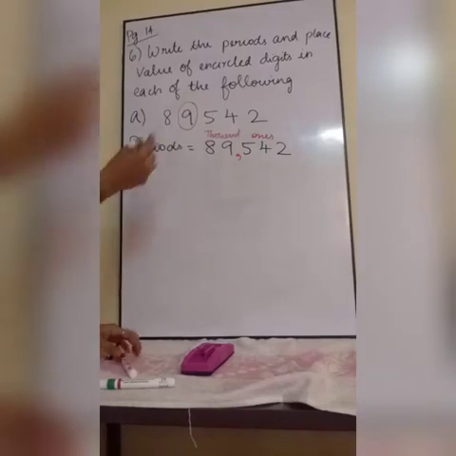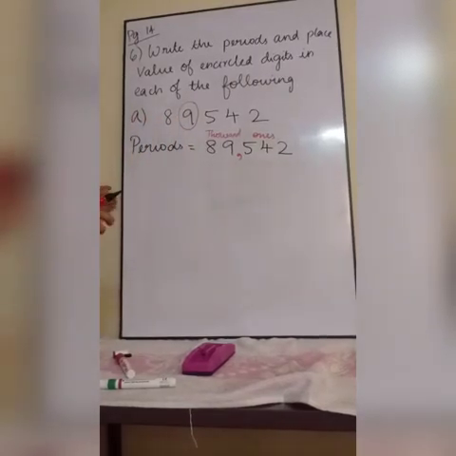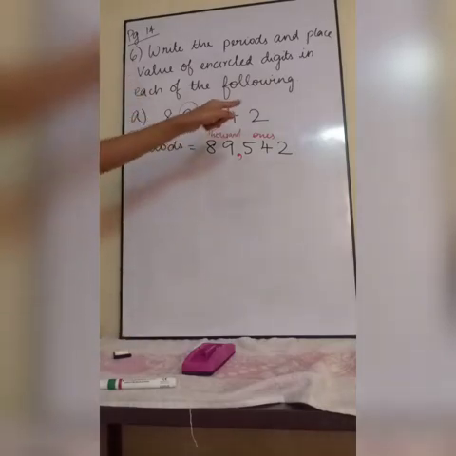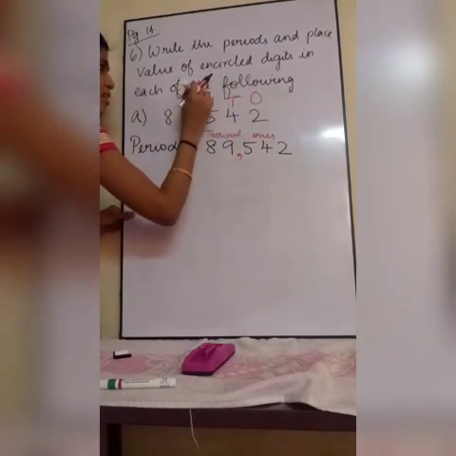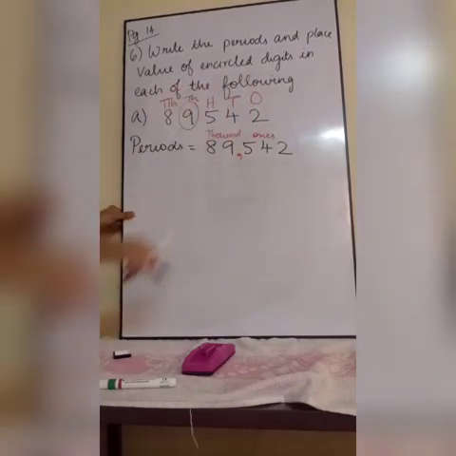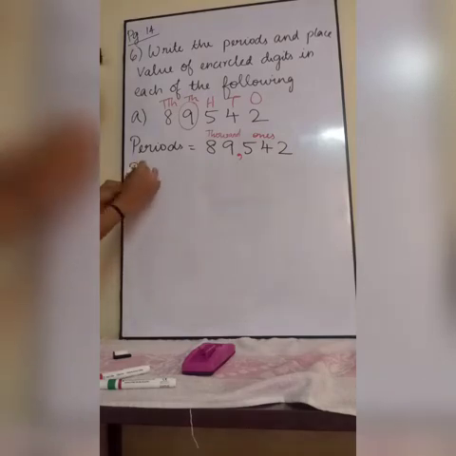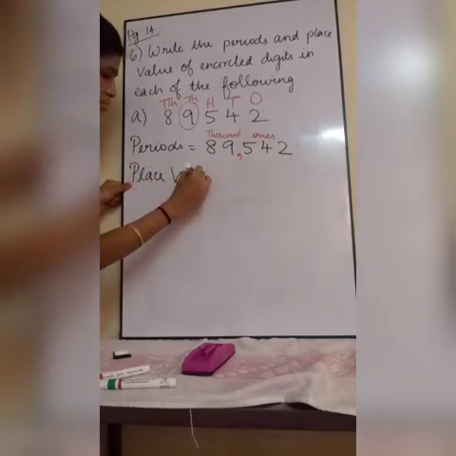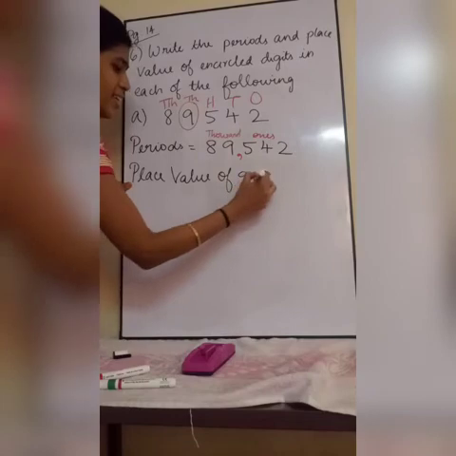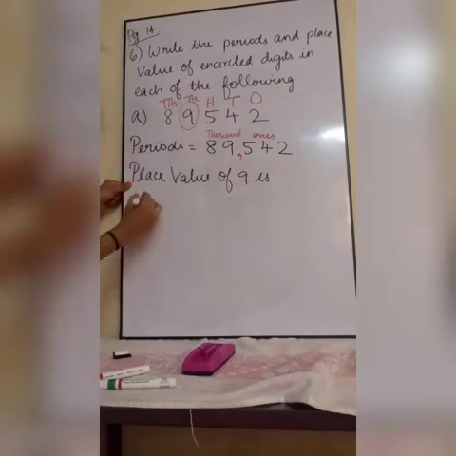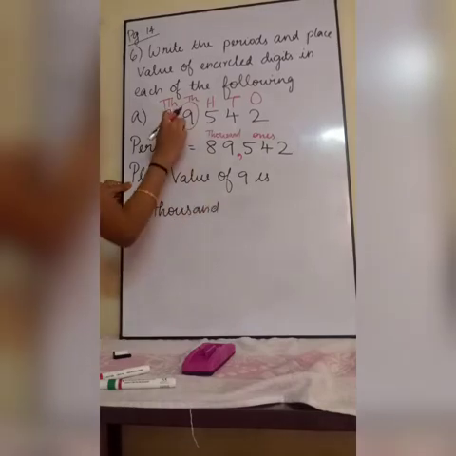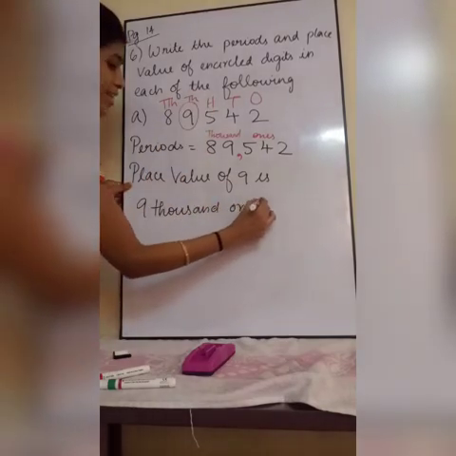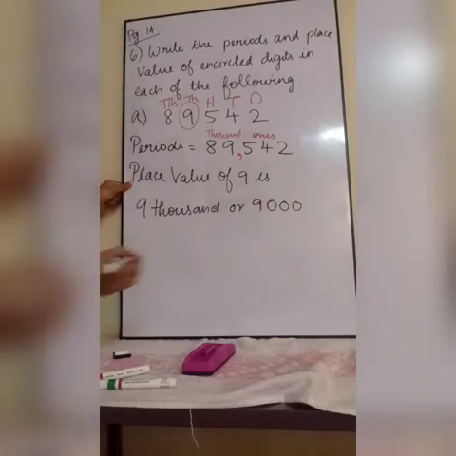They ask you to find the place value of the circled digit. So, before writing the place value of that individual digit, you should write the place value for all the digits. Ones, tens, hundreds, 1000, 10,000. Right. So, what is the place value of 9? 9,000, right? Because it is in 1000 place, or you can write it as 9000.